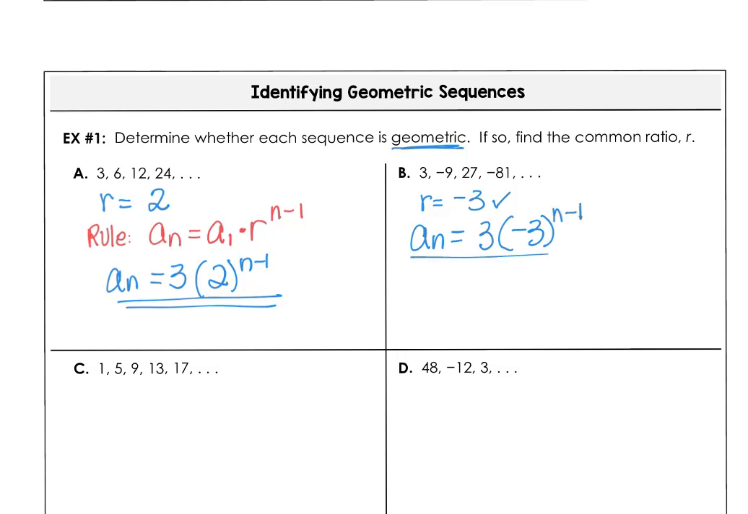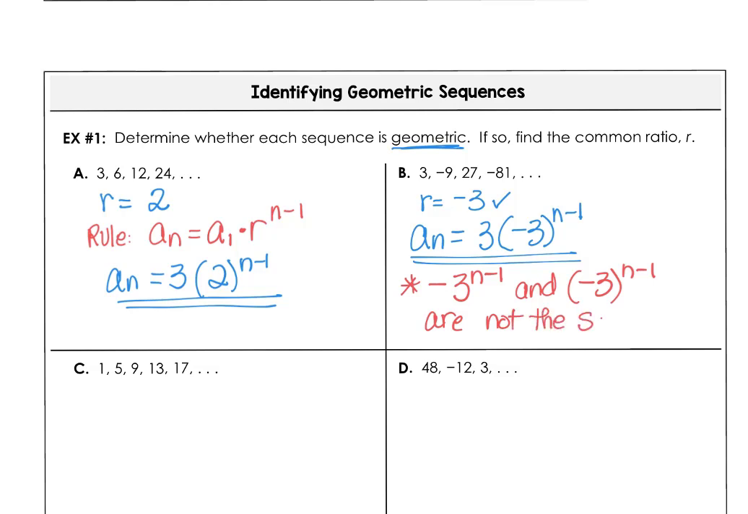And I want to make a note here. You know, there's a difference when you say the opposite of 3 to the n minus 1 power and negative 3 to the n minus 1 power. They're not the same. These are not the same. So you want to be careful. When negative 3 is the ratio, you want to include that in parentheses.